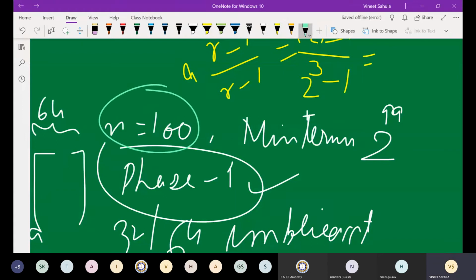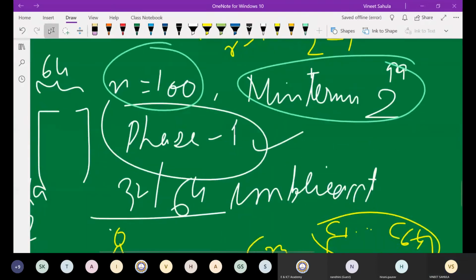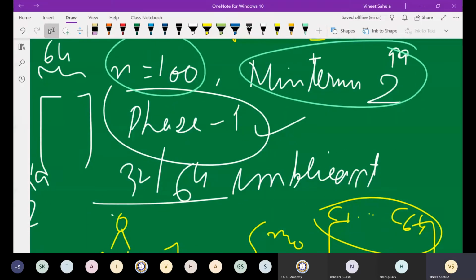Suppose you have n equal to 100. I'm marking it by green, one by one. For 100, minterms would be at least half of the total minterms. For n equal to 100, the minterms would be 2 to the power 100. So half the minterms is 2 to the power 99. Even with this, phase 1 is impossible. Phase 1 is impossible, right?